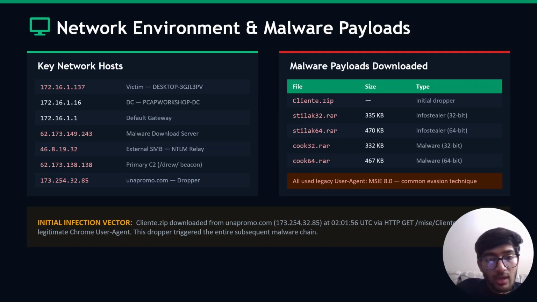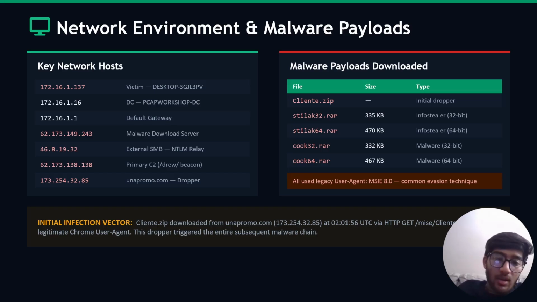Now let's move on to the network environment hosts. The victim workstation was 172.16.1.37. The domain controller was pcapworkshop.dc. And the 4 malicious external hosts are the malware download server, the NTLM relay target, the primary C2 server, and the dropper host, yonapromo.com. The hosts highlighted in red are malicious infrastructure.